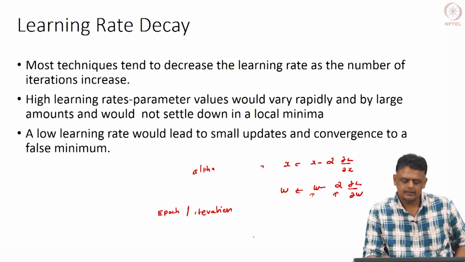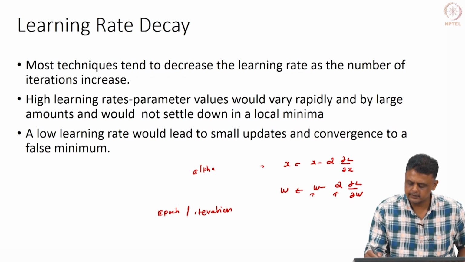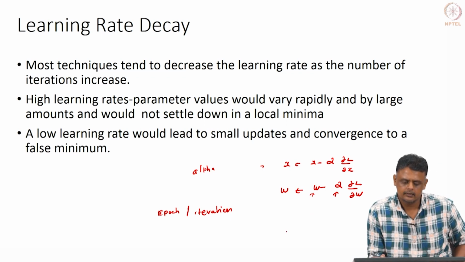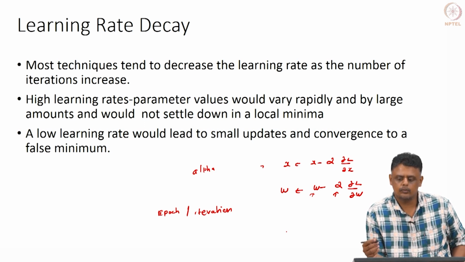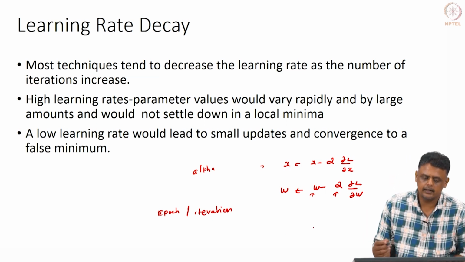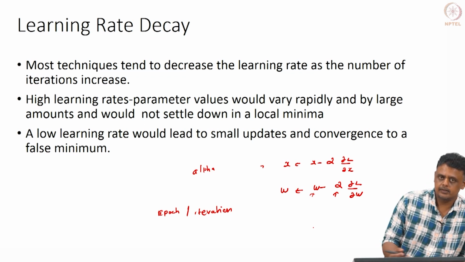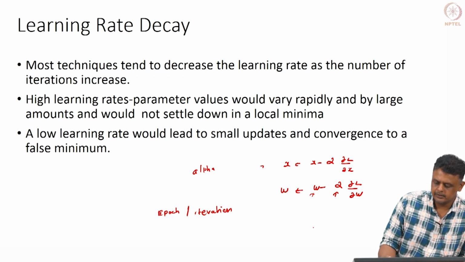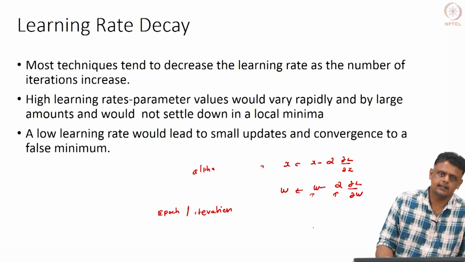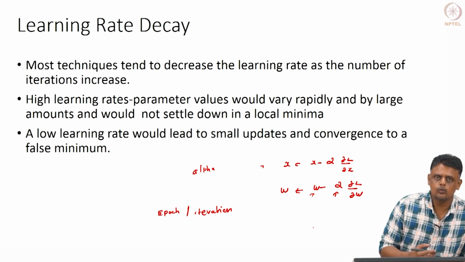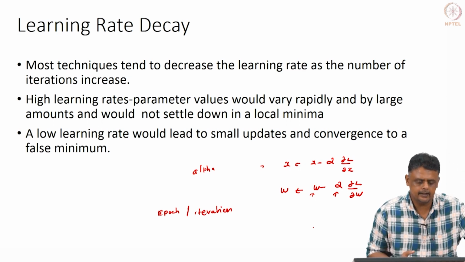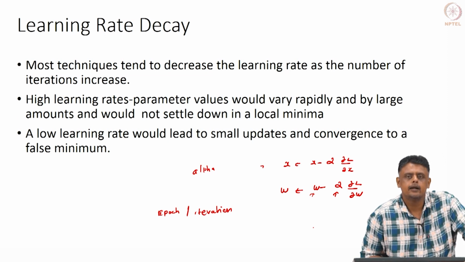Okay. So, what happens is that when you have very high learning rates, let us say alpha is a very large number, let us say close to 1, then your parameter values would vary rapidly, by large amounts, and would not settle down in a local minima. However, lower learning rate would lead to slow learning, which means that the parameters will not change rapidly, and it is quite possible that they can get stuck in some false minima. So, there is no good way to know when to do what, but typically the technique that people use is to decrease the learning rate as the number of iterations or epochs increase.